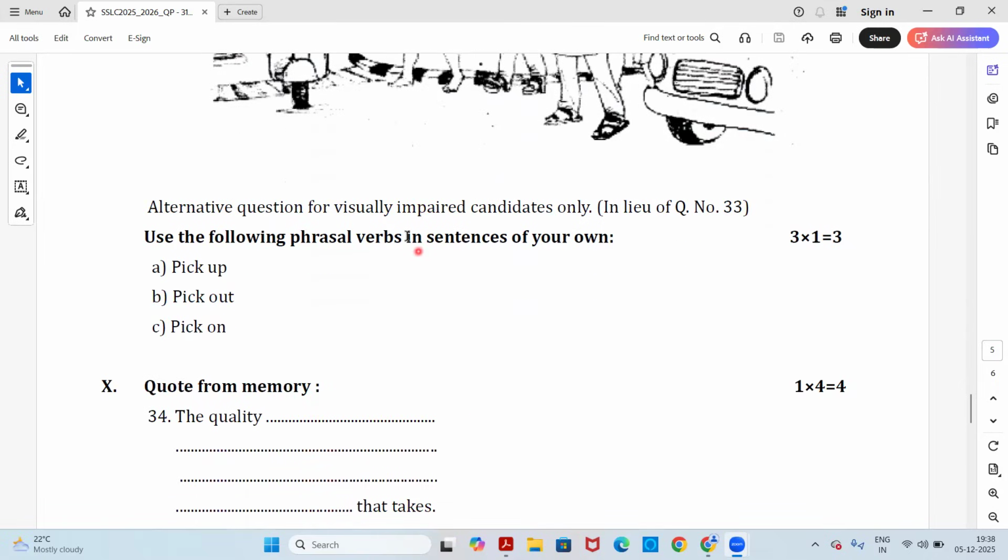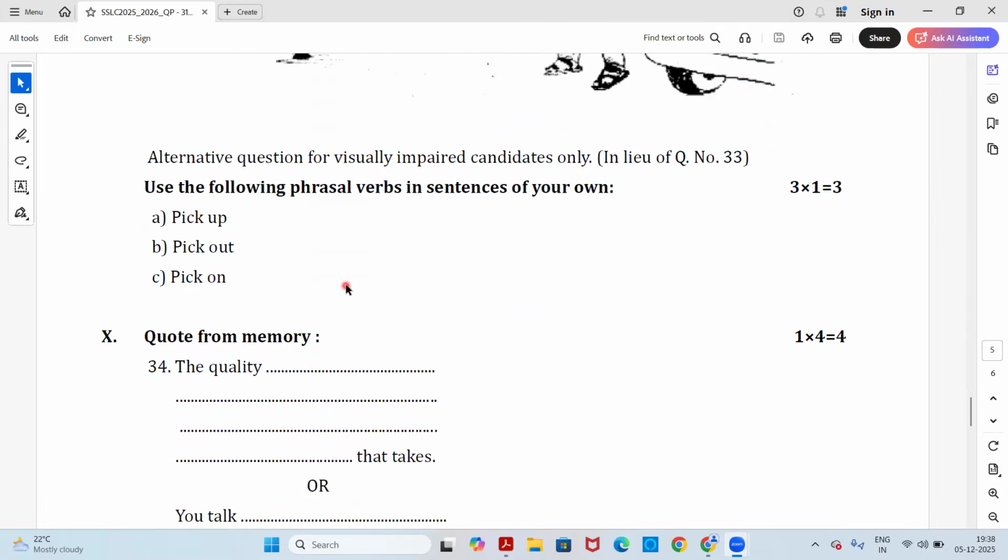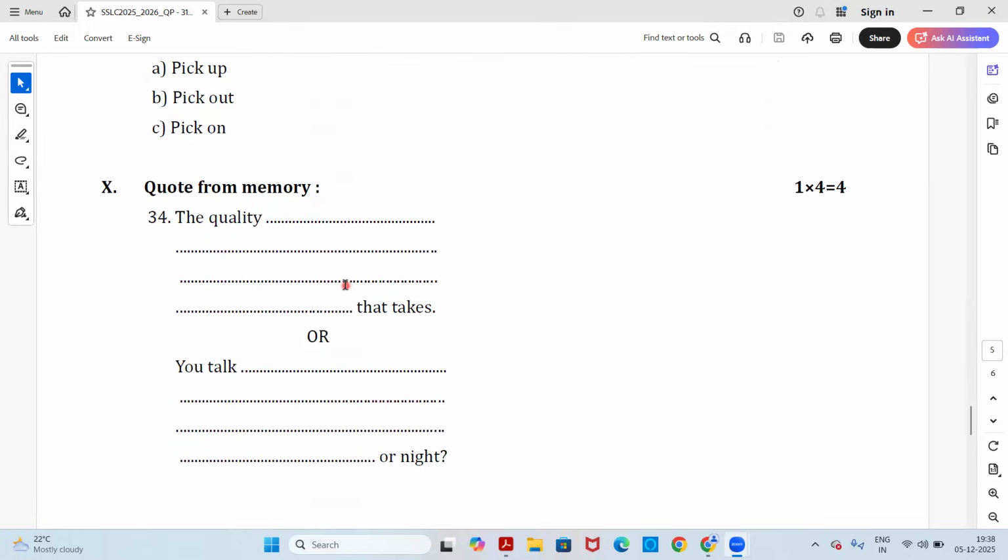This one is for visually impaired candidates, so you have to skip that. You need not write it.